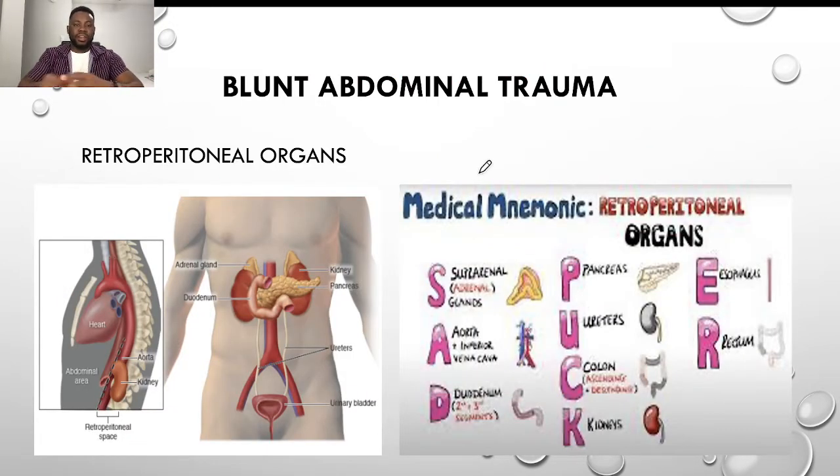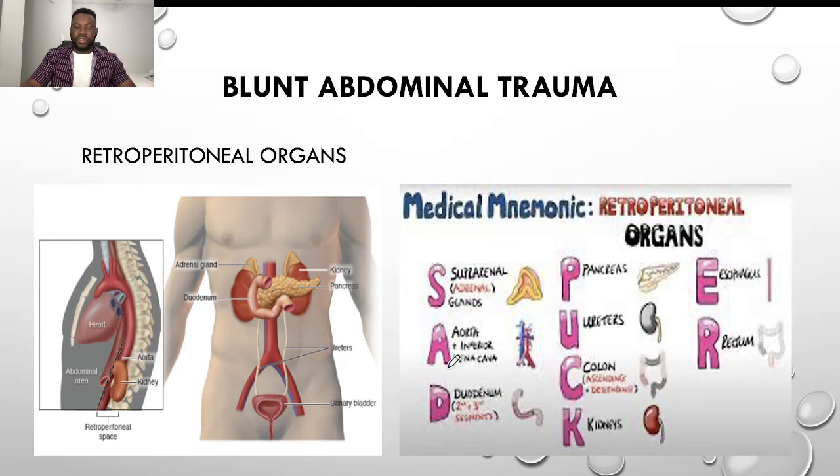The next thing is blunt abdominal trauma. Why I added this is that sometimes just knowing, when someone has a blunt abdominal trauma, and they tell you there's fluid in the retroperitoneal space or intraperitoneal space, that tells you that if the bleeding is intraperitoneal, then these are the organs involved. If it's retroperitoneal, these are the organs involved.